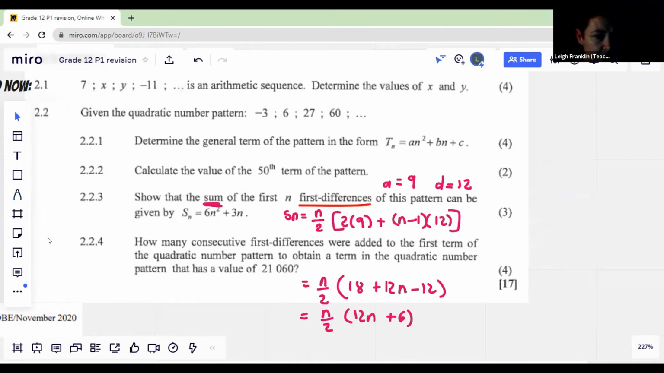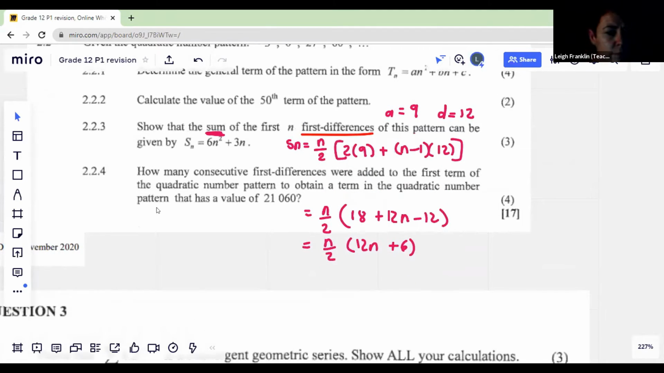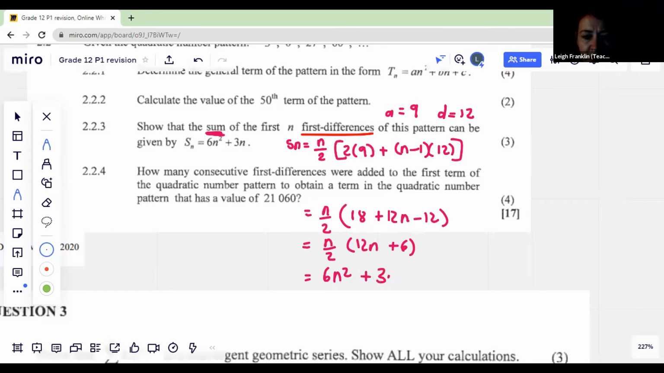I'm just going to move this down. So now removing the brackets, we're going to multiply n over 2 with 12n. That is going to leave us with 6n squared. 12 divided by 2 is 6. And then when we multiply n over 2 with 6, okay, 6 divided by 2 is 3, and that's where we would get 3n.